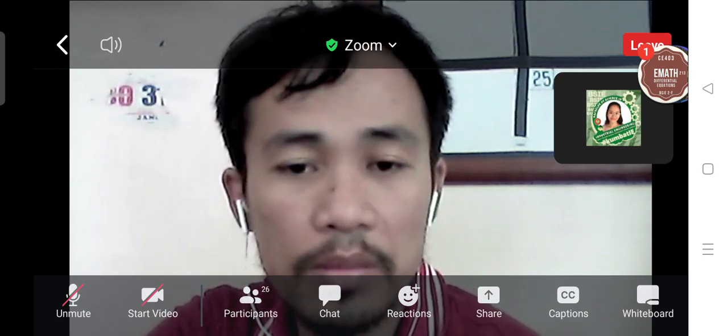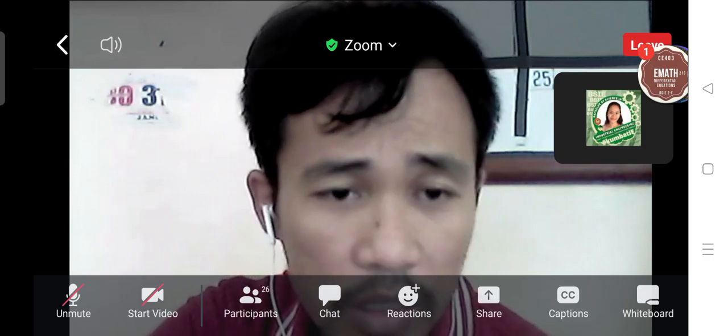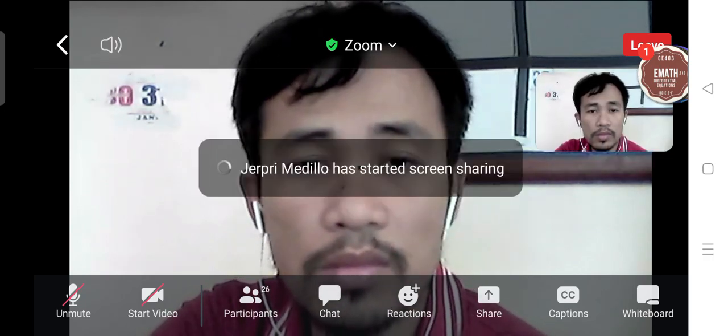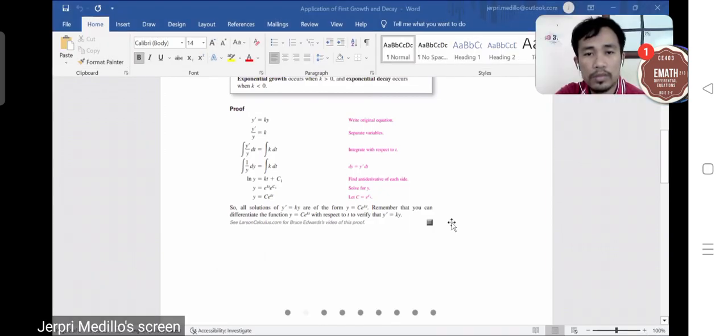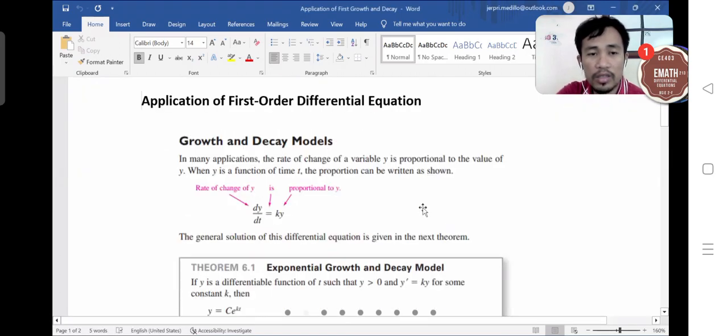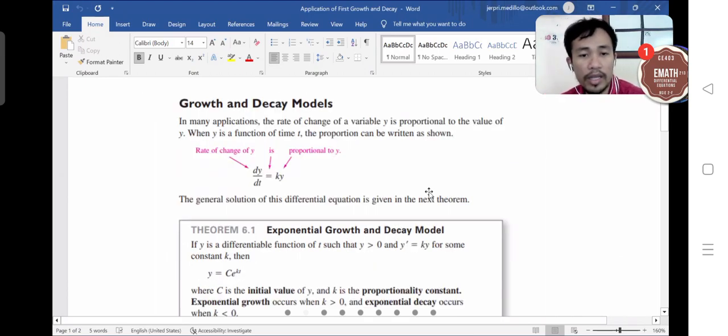Growth and decay. In many applications, the rate of change of a variable y is proportional to the value of y. When y is a function of time, the proportion can be written as dy over dt is equal to ky.